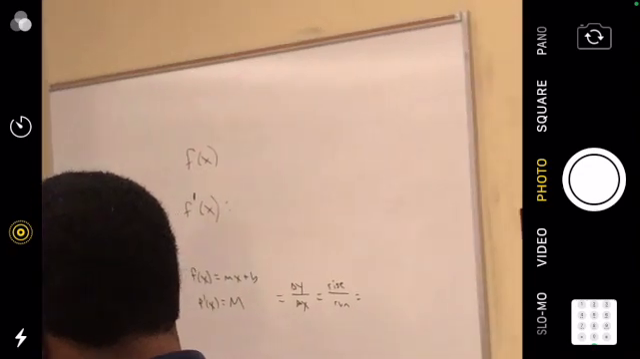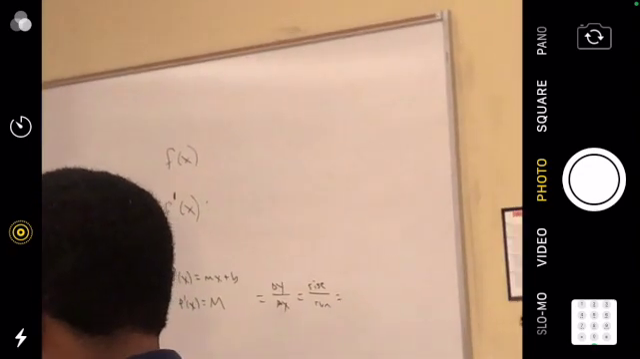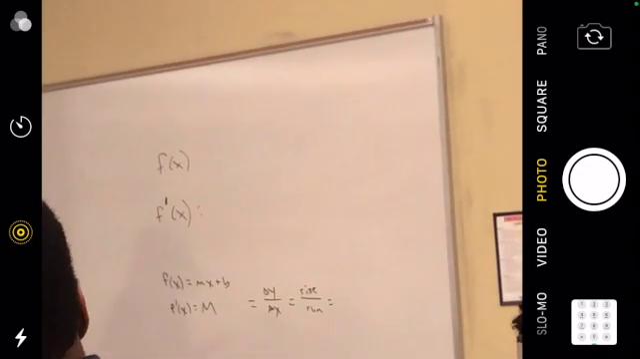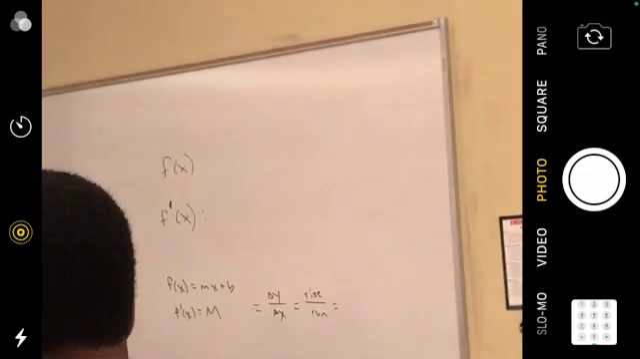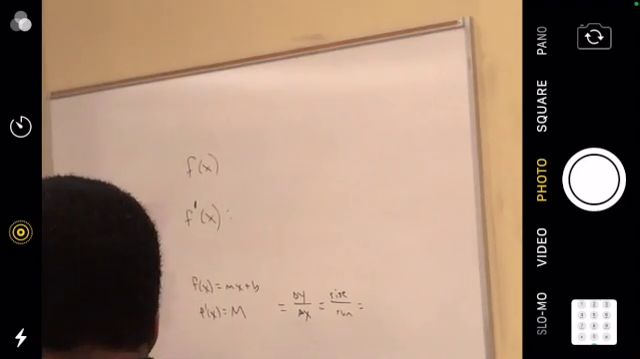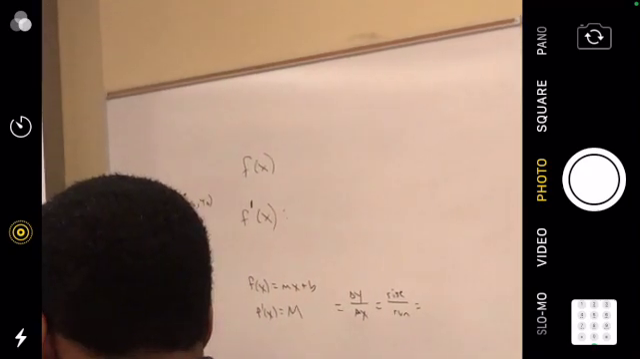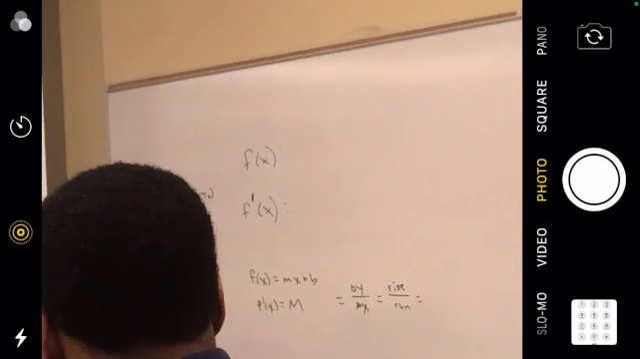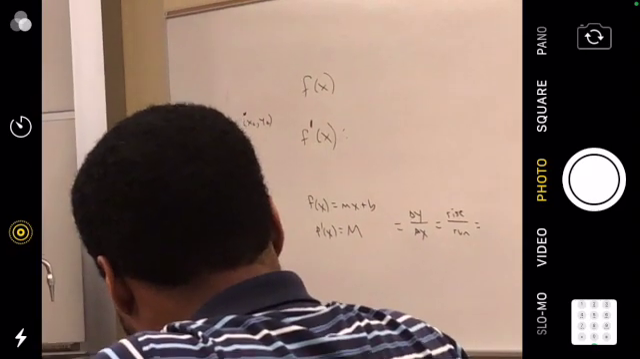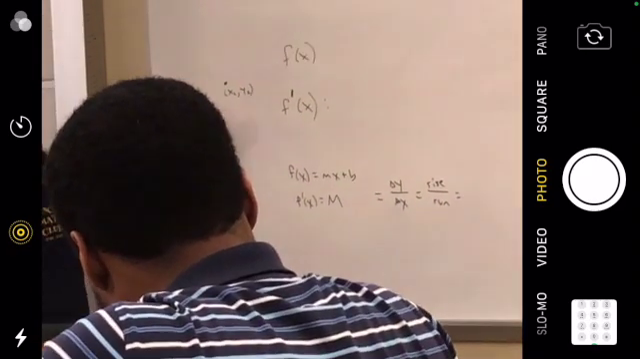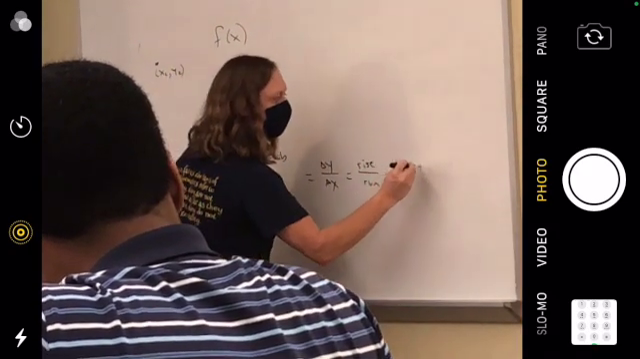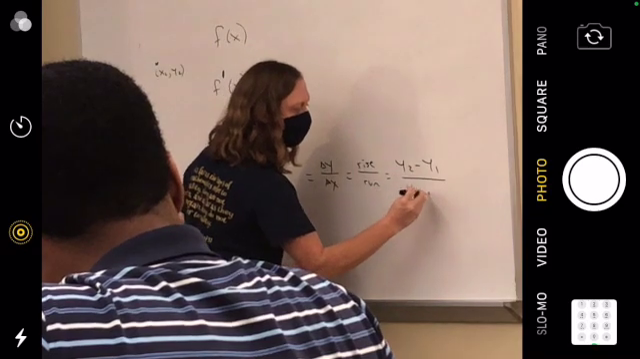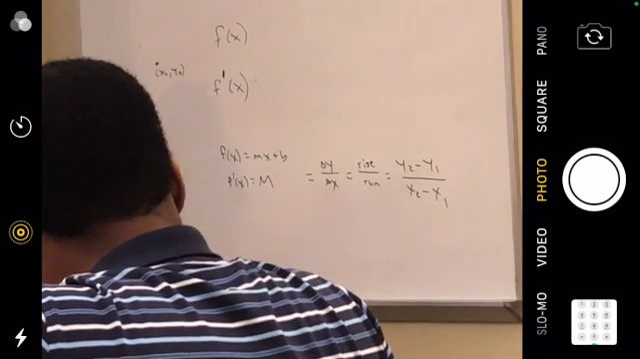How do you find the rise in a function? Give me 2 points, one here, one here. Say this is point x1, y1. This is the point x2, y2. How do I find the slope? My rise is the change in y, the change in the y coordinates. So y2 minus y1 over the change in my x coordinates, x2 minus x1.